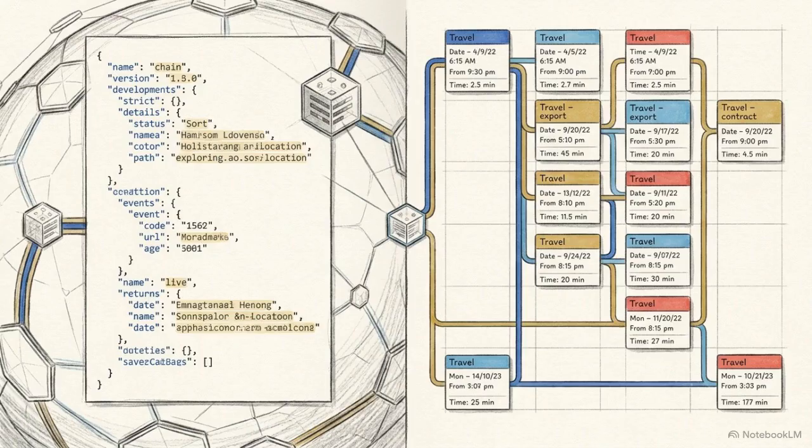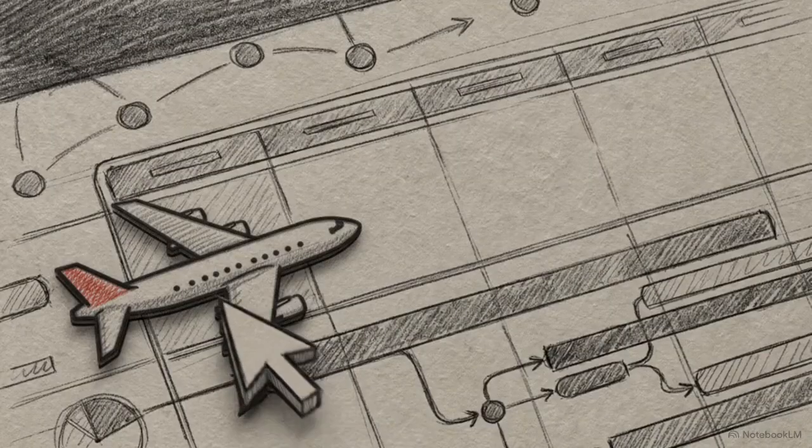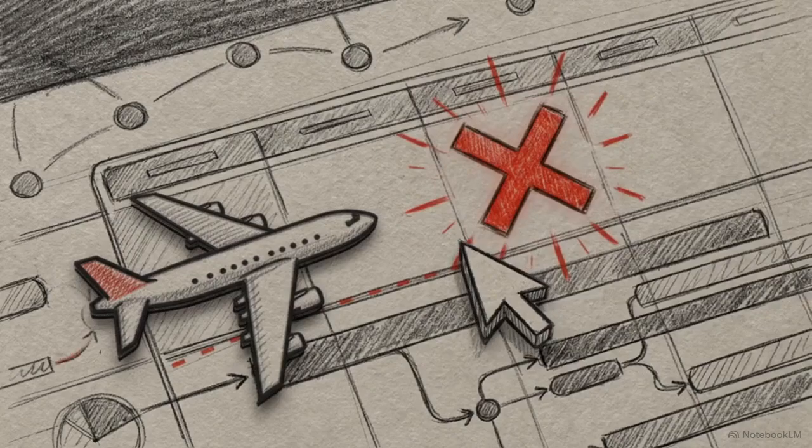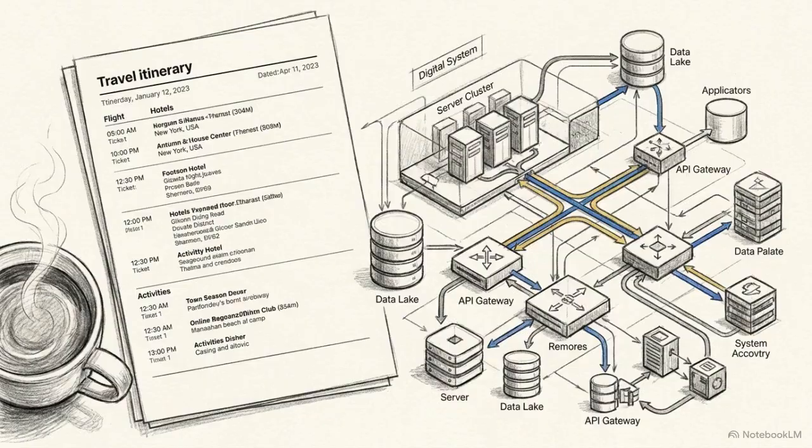Constraining the AI to output structured edits against a mathematical graph minimizes the risk of hallucinations. The system cannot invent a fake flight because the graph rules require a valid, verified data source to instantiate a node. Even a validated schedule meets reality.